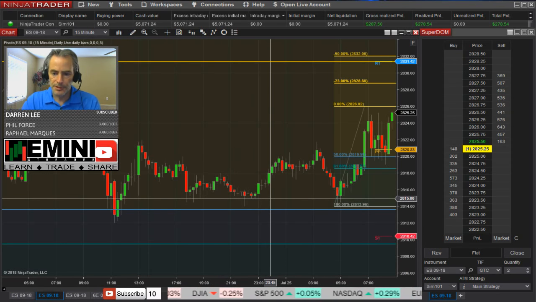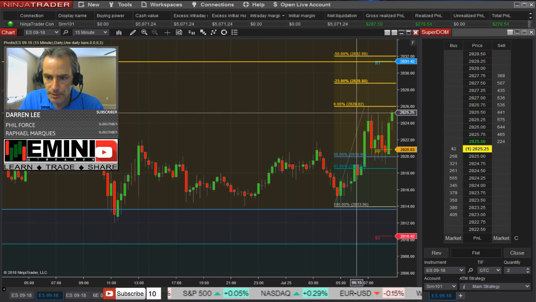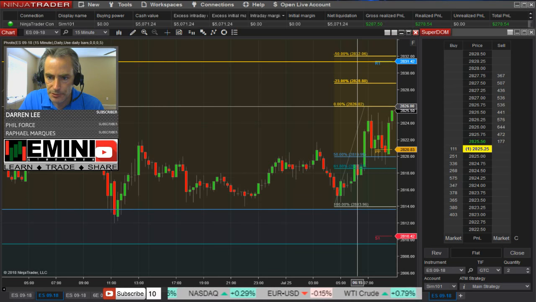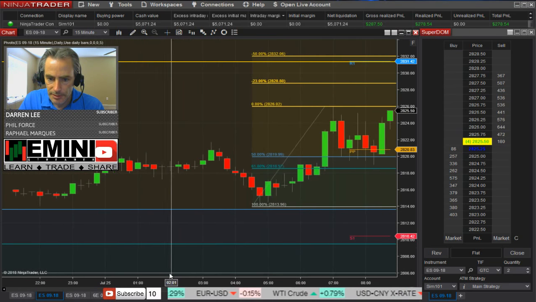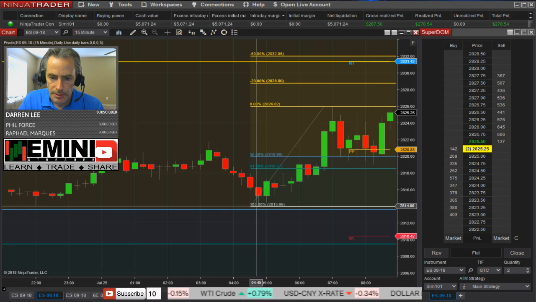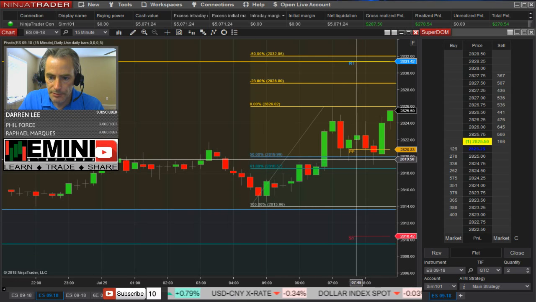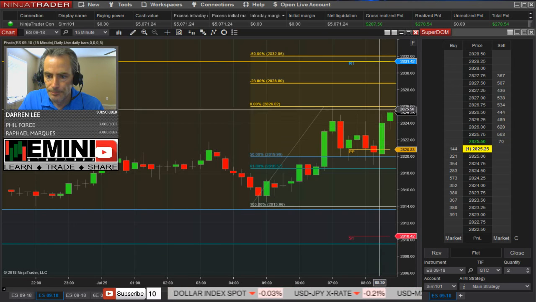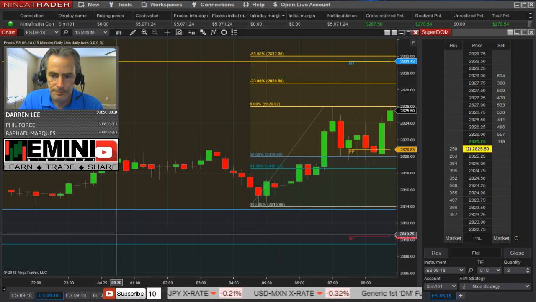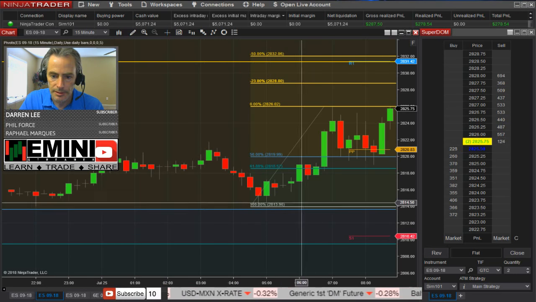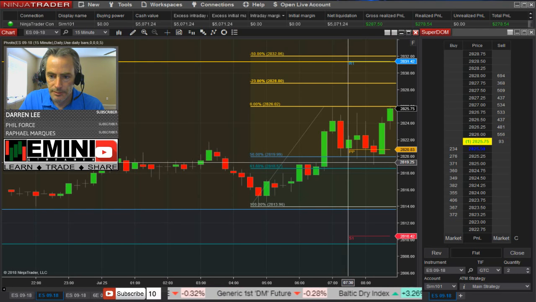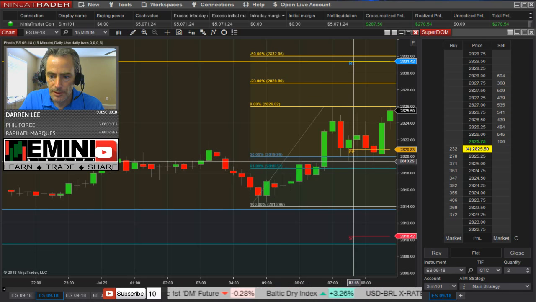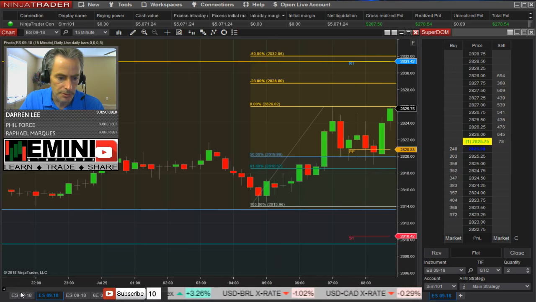If you look at our 15-minute setup, just about up to that first target. Made it down to the entry area here a few times. Just about there. There it goes. And that would have been good for a good 6 points.